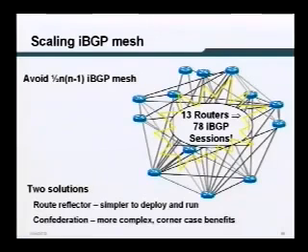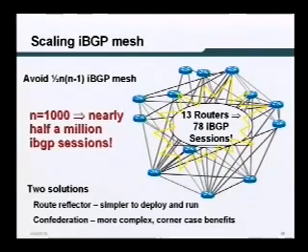Okay, route reflectors and confederations. So here we've got a full IBGP mesh. We've got 13 routers, and that means we've got 78 IBGP sessions. What happens when we have 1,000 routers?